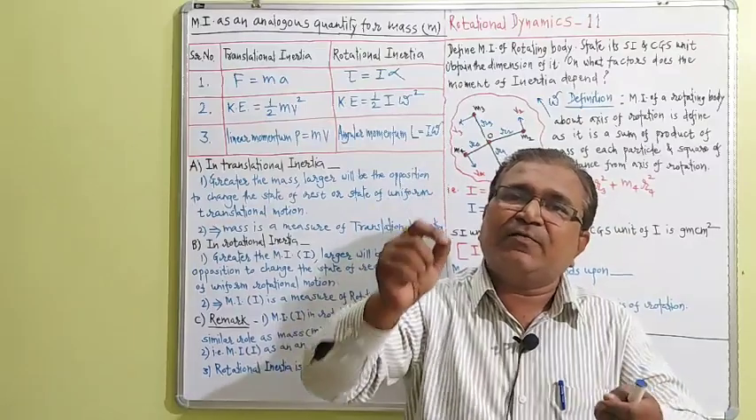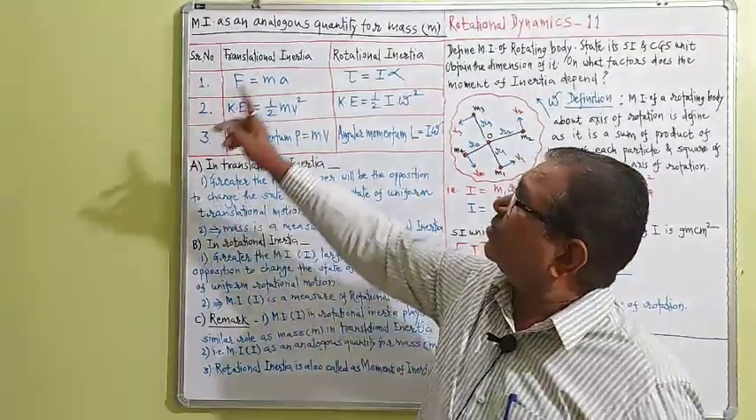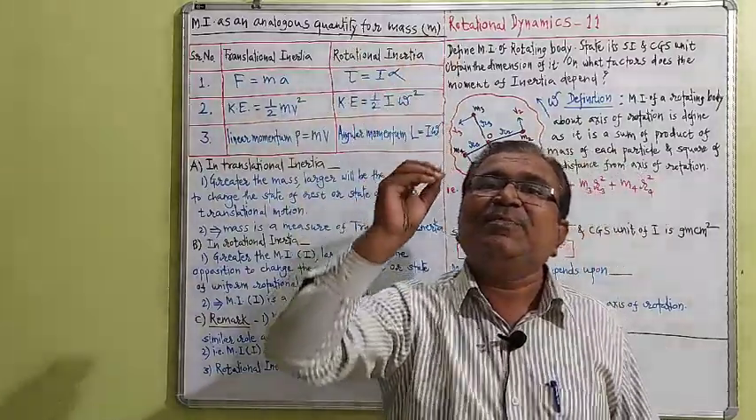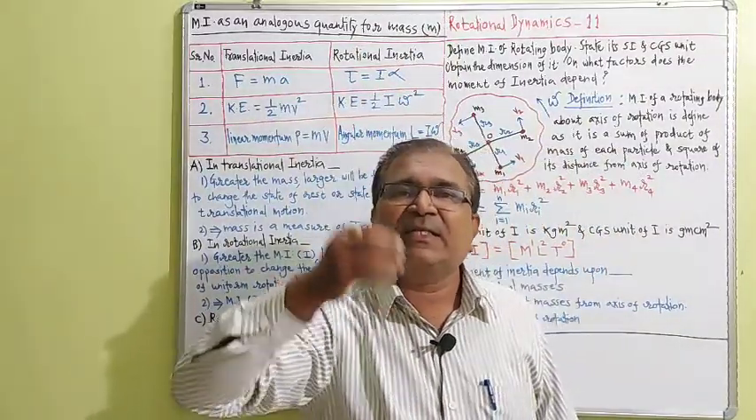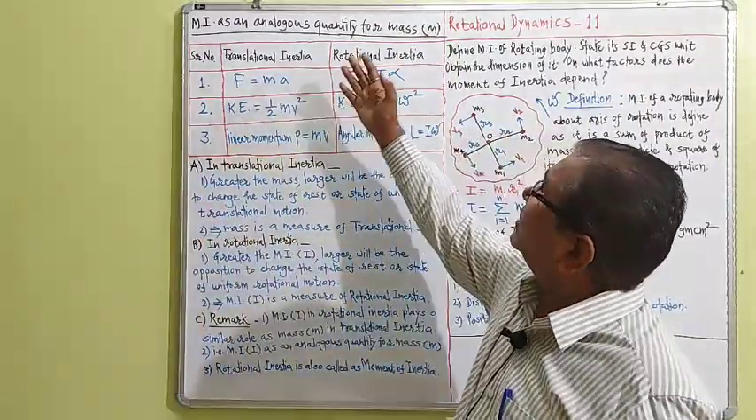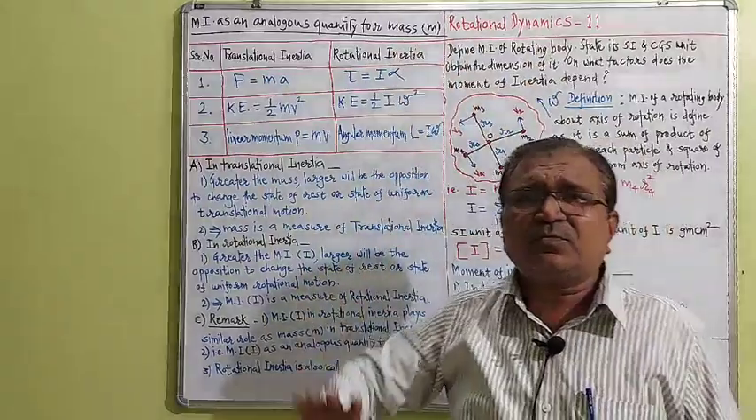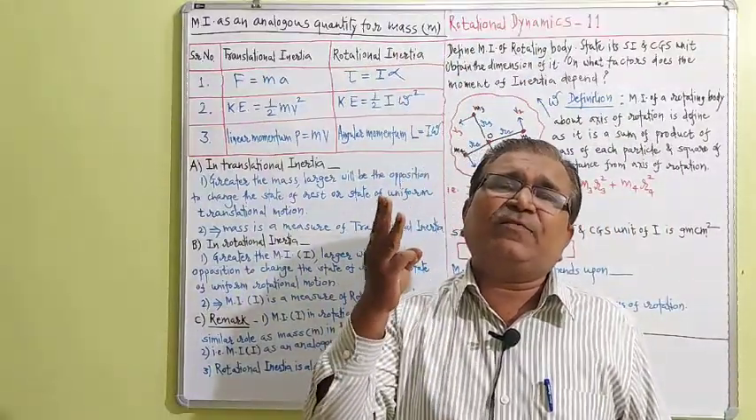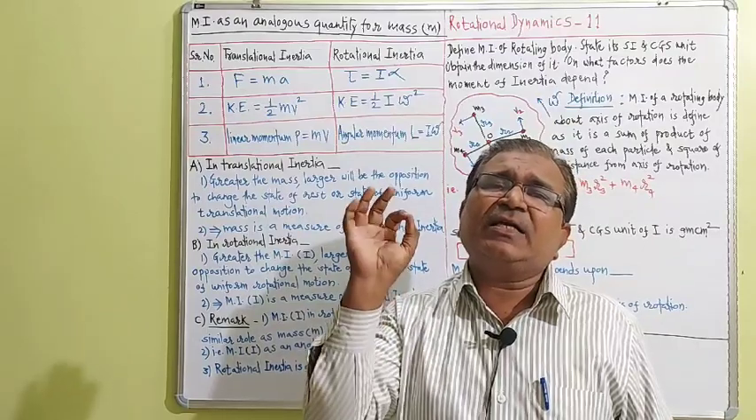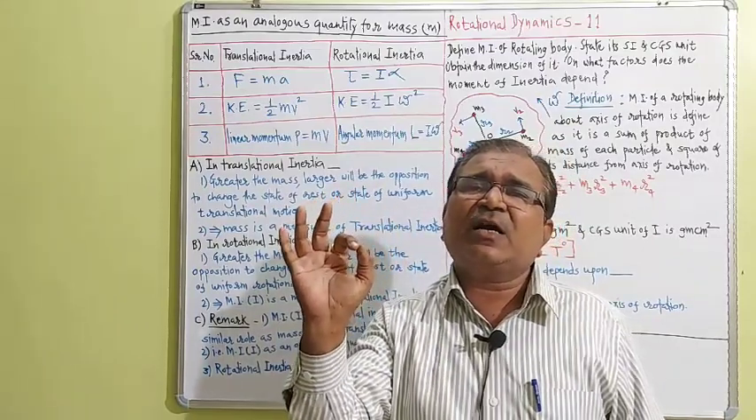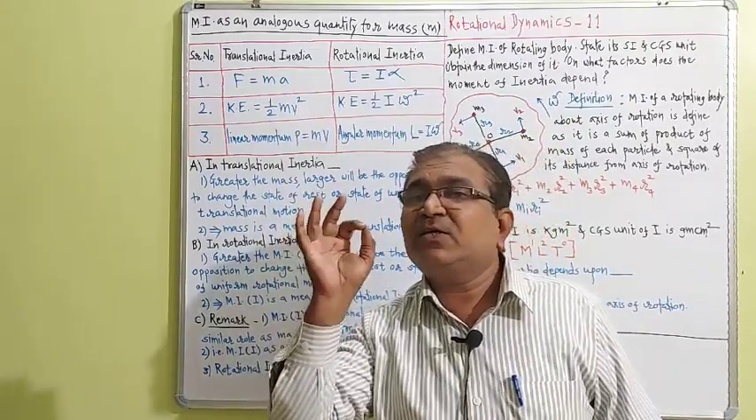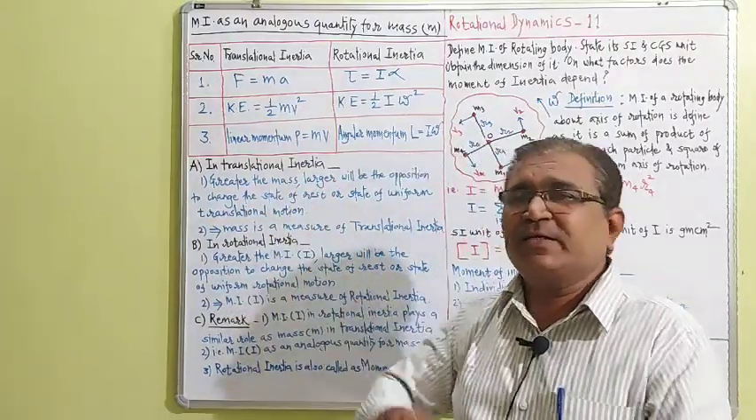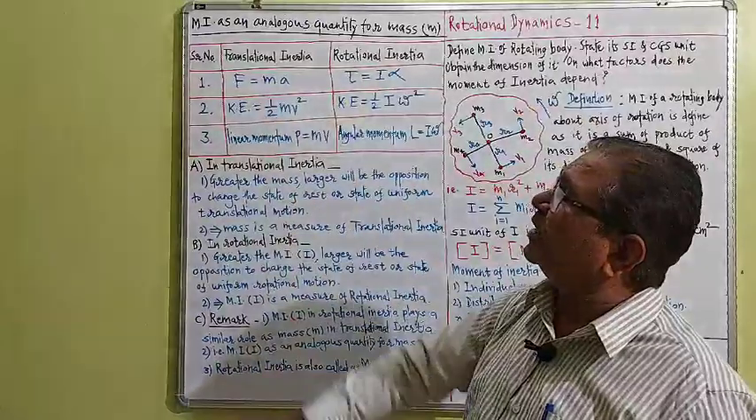The article given in the book is moment of inertia as an analogous quantity, similar. Analogous means similar nature. Analogous quantity for mass m. For that purpose, I have taken 3 formulae regarding translational inertia together with rotational inertia. Write down that. Listen carefully at first.